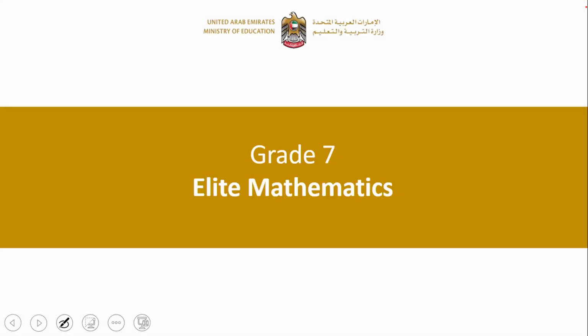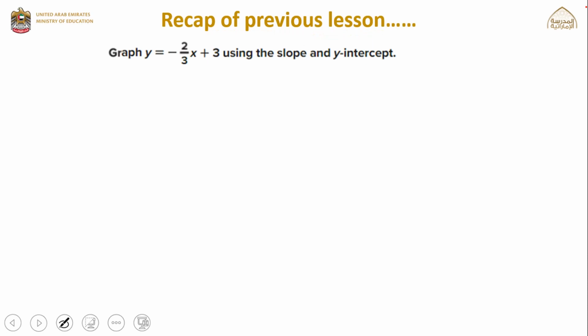Grade 7 Elite Mathematics. Recap of the previous lesson number 5, slope-intercept form. When you're asked to graph any equation, make sure that you find out the slope and the y-intercept. So what is the slope-intercept general formula? You have come across y equal to mx plus b, where m stands for the slope, and you have the slope value as negative 2 over 3, and the y-intercept is 3.